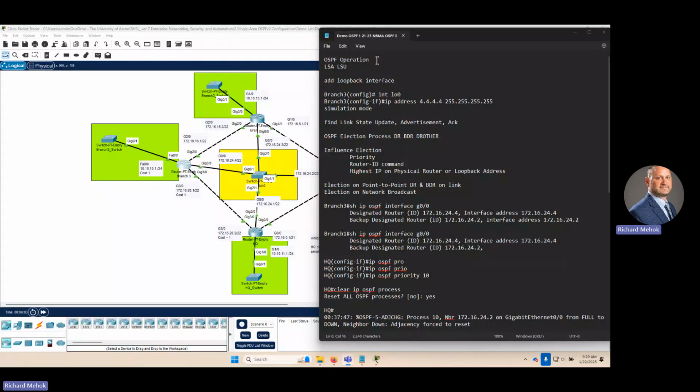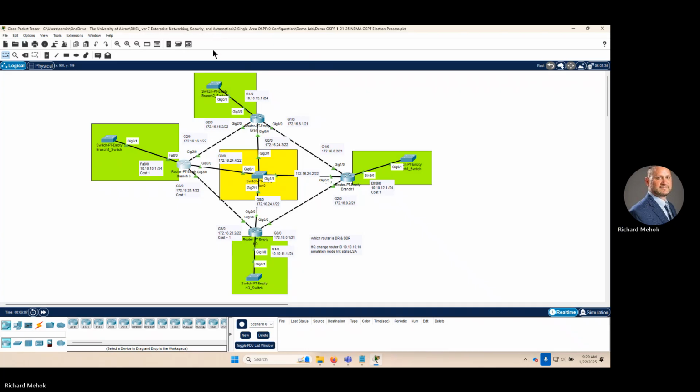Good day. Today's video is going to be on OSPF operation. So we have a packet tracer here. I'm going to pay attention to the green areas. That would be the LANs off of these routers. So there's 4 LANs. You have this internal, it's a network broadcast multi-access area in the yellow, which means the election process is going to happen mostly here.